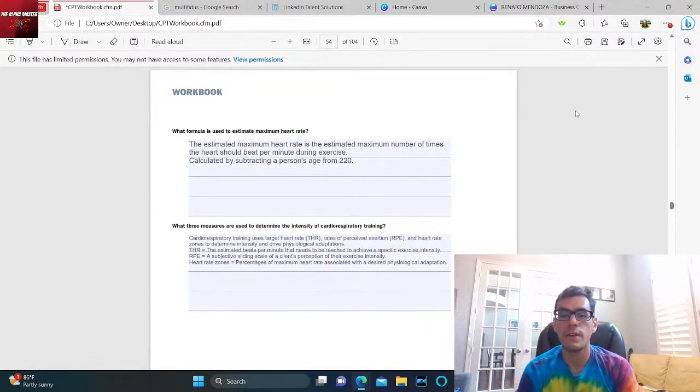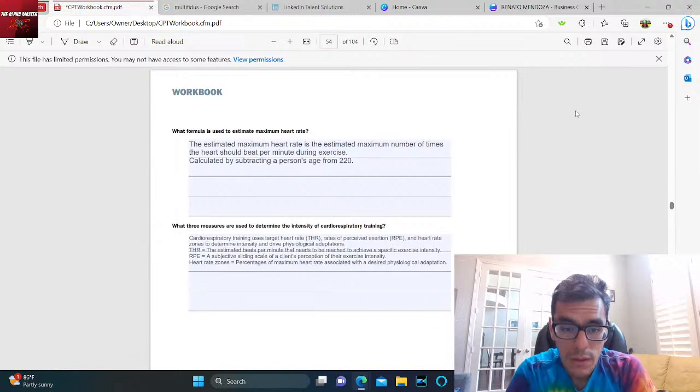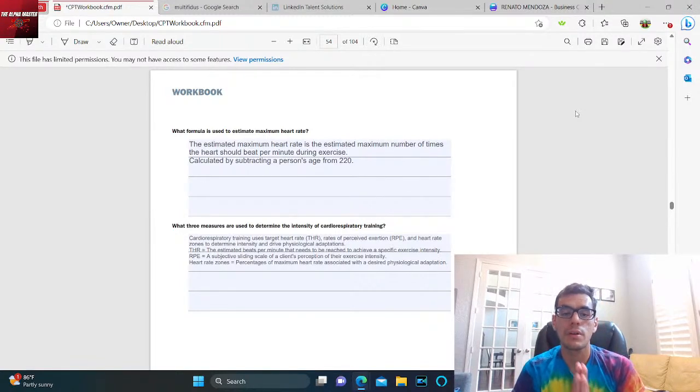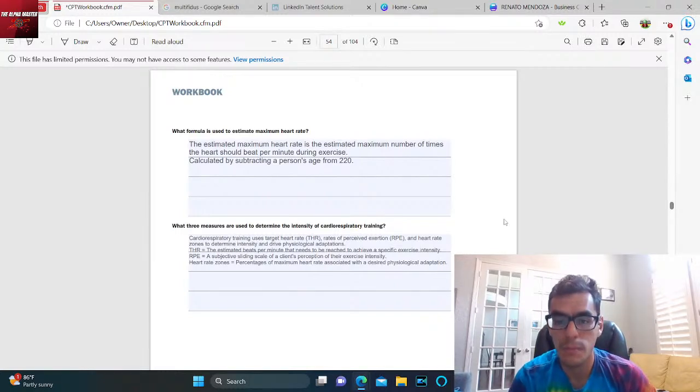It's going to be very objective. Finally, the heart rate zones, the percentages of maximum heart rate associated with a desired physiological adaptation.